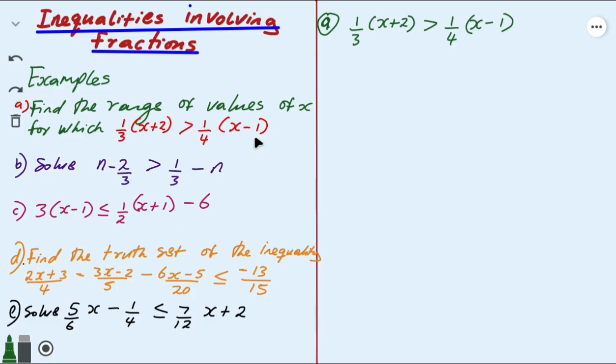Less than. So these are the things you need to take note of when solving inequality involving fractions. So let's get started. First one says we should solve 1 over 3 open bracket x plus 2 close bracket greater than 1 over 4 open bracket x minus 4 close bracket.